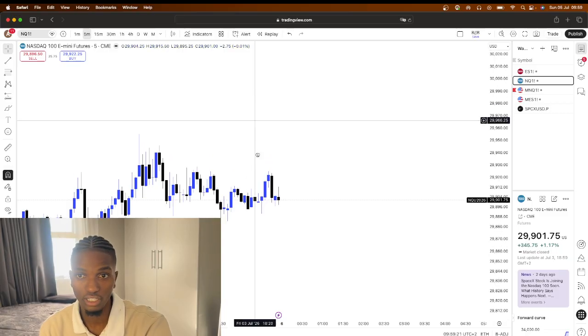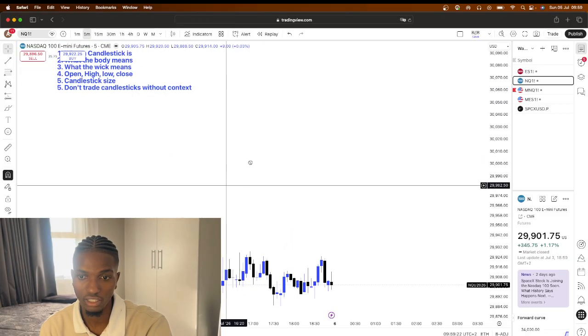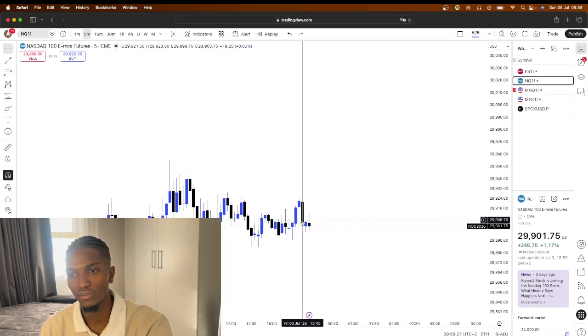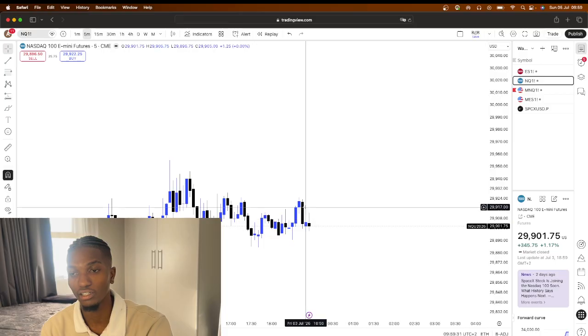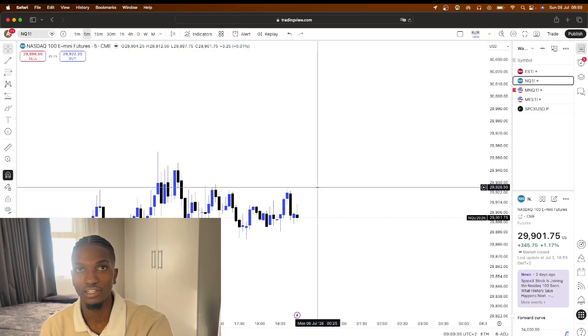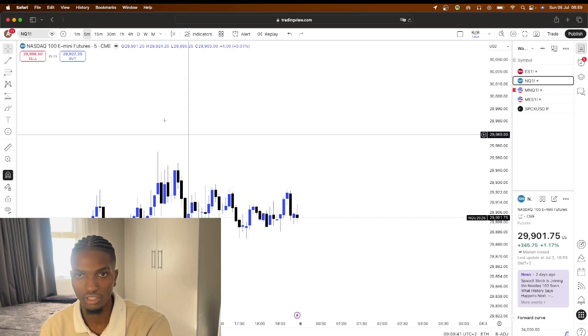Okay, so that's what a candle is. Now a candlestick is this thing right here, one singular rectangular thing with lines at both ends, at the top and at the bottom. That's what a candlestick is.